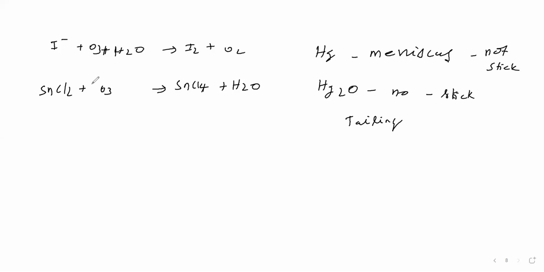Next, how to estimate ozone practically? That we'll see. Now we will treat ozone in this manner. We will take ozone for this chemical reaction. This iodine we will titrate with hypo solution. What we are getting is Na2S4O6 and sodium iodide.